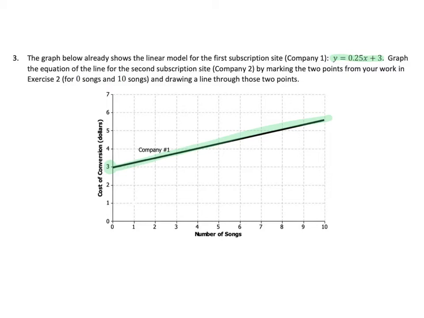We are now going to do a graph for company 2. So first we need to remember what the equation was for company 2. It was y equals 0.4x plus 2. So we need to know that our initial value is a 2. So we're going to be starting right here. This is where our line is going to start. Now for one song, we're going to pay $2 plus 40 cents, so we're going to pay $2.40. So for one song, I'm going to go up to about $2.40. It's going to be right around here.